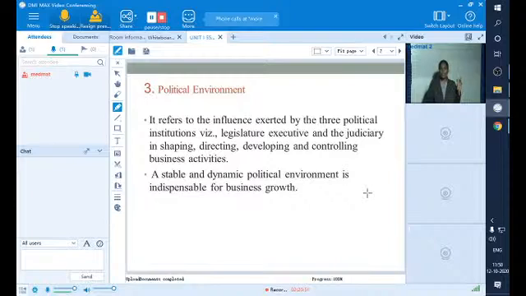It refers to the influence exerted by the three political institutions, the legislature, executive and judiciary, in shaping, directing, developing and controlling business activities. A stable and dynamic political environment is indispensable for business growth. If it is stable, you can easily grow in the business.